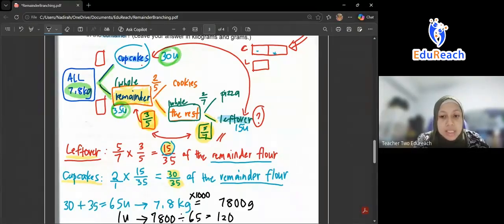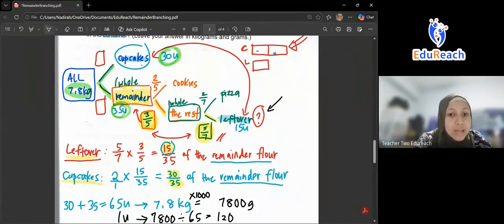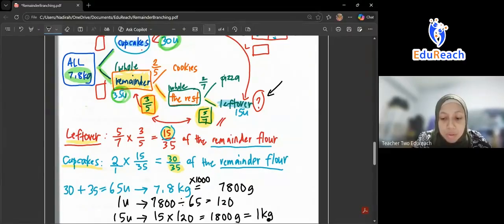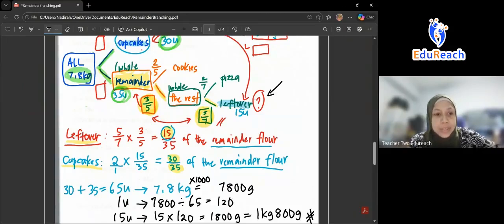The question wants how much is left over in the container, which is 15 units. So that's what you need to find. 15 units, 15 times 120, which equals 1,800 grams, but in kilo and gram. So 1 kilo, take out 1,000 which is for 1 kilo, and you have 800 grams left. So this is how you do the question.